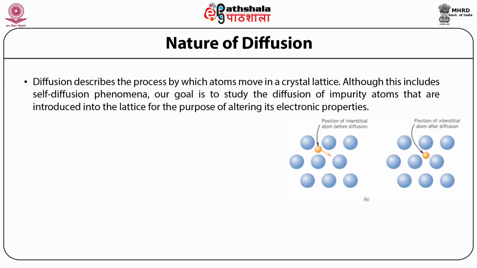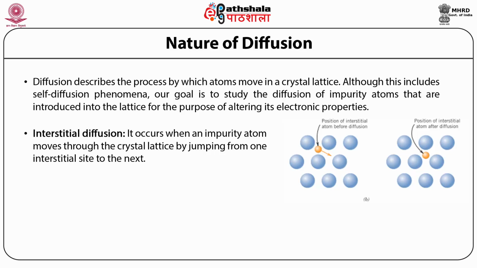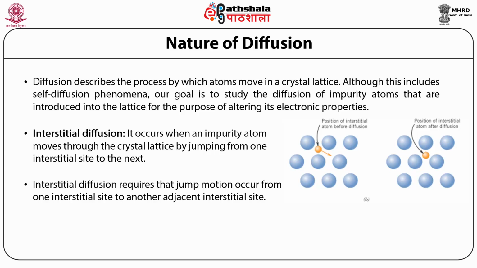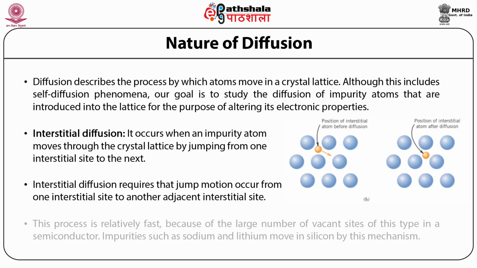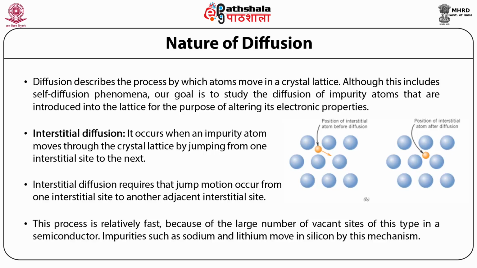So let us first discuss interstitial diffusion. It occurs when the impurity atoms move through the crystal lattice by jumping from one interstitial site to the next. Interstitial diffusion requires that jump motion occur from one interstitial site to another adjacent interstitial site. This process is relatively fast because of the large number of vacant sites of this type in a semiconductor.